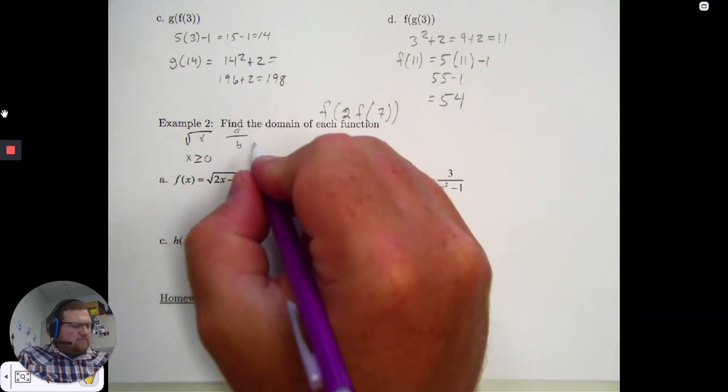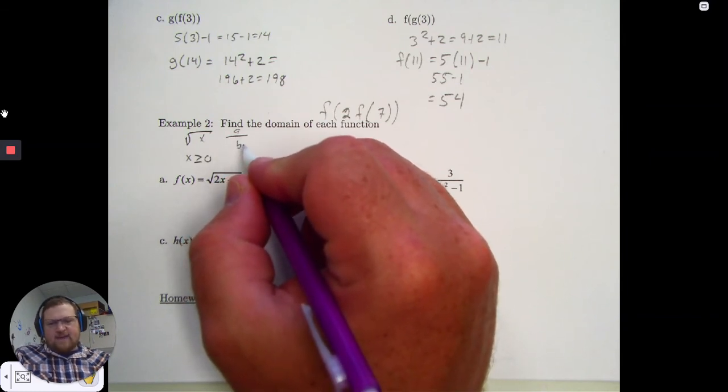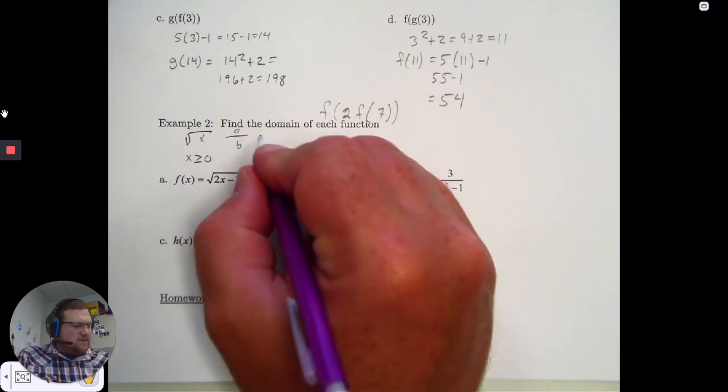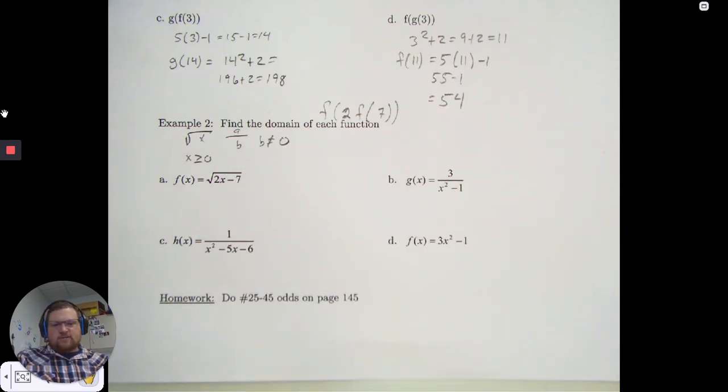Here, b can be anything except one thing. What's the one thing we can't divide by? Well, it's 0. So those are the two cases that would cause us to really need to restrict the domain, among the things that you've learned so far.